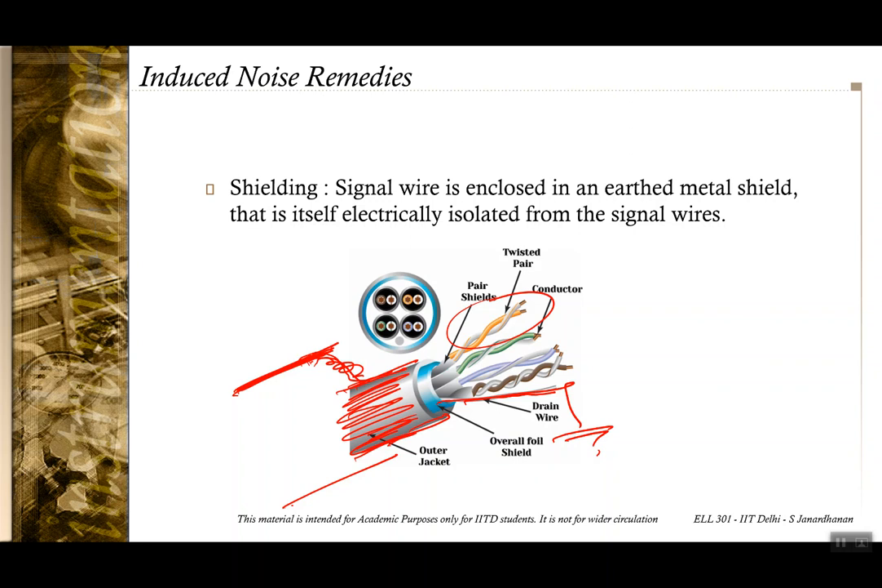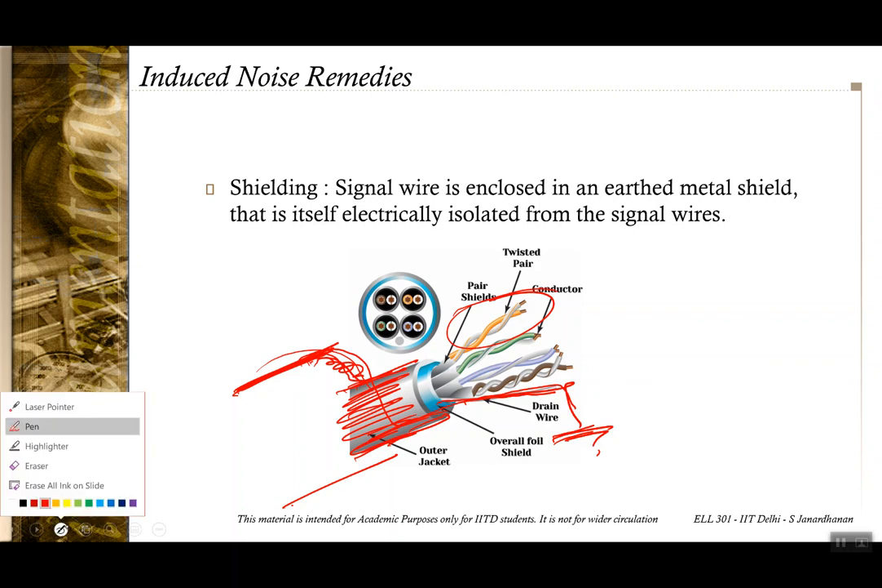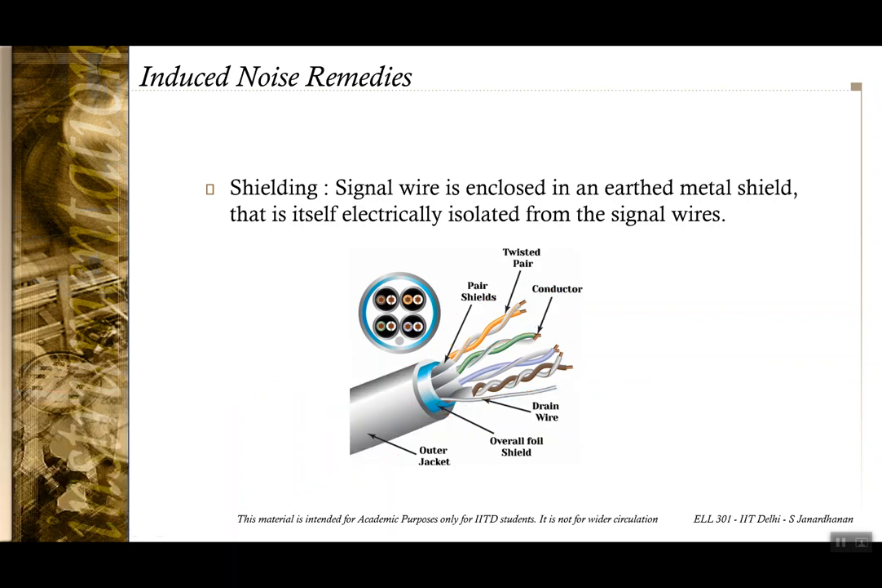So this path along the sheath is going to give you a much easier path for the inductive or the capacitive coupling current, rather than the actual signal wires. So in effect, the signal wires are protected from the effect of any of this inductive or capacitive coupling.